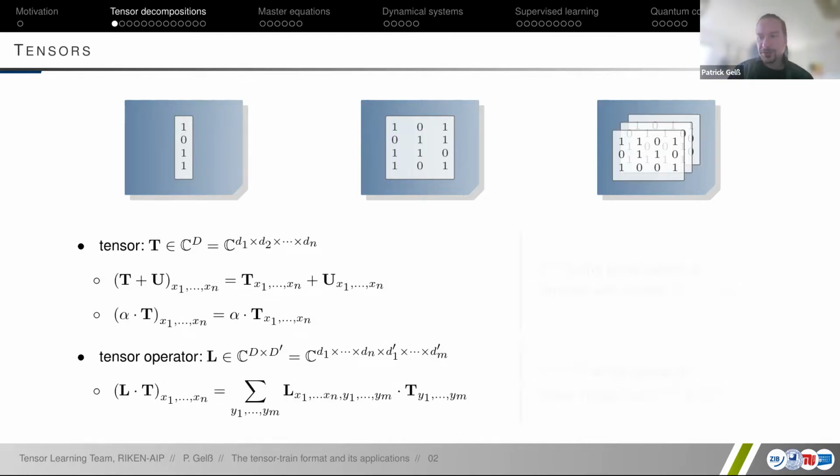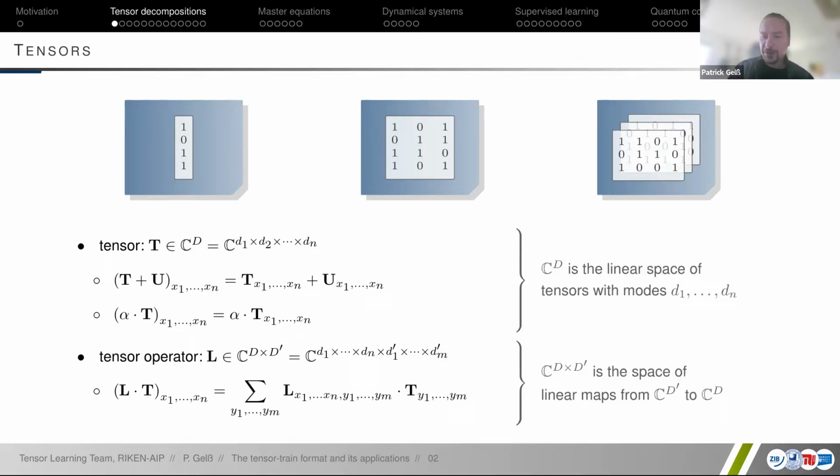And we distinguish between two types, so to say. We consider tensors T in C to the capital D. This is a notation for C to the power of D1 times D2 up to Dn. And we consider tensor operators L, which live in the space C to the D times D prime, for example. And just as in linear algebra, we consider here a linear space of tensors, C to the power of D, and the linear maps between two of these tensor spaces. As you can see here already, we can simply generalize matrix multiplication and matrix addition, and get our basic calculation rules for these tensor formats, or for tensors in general.